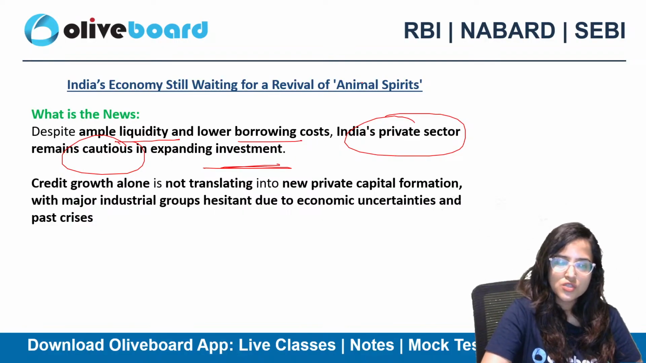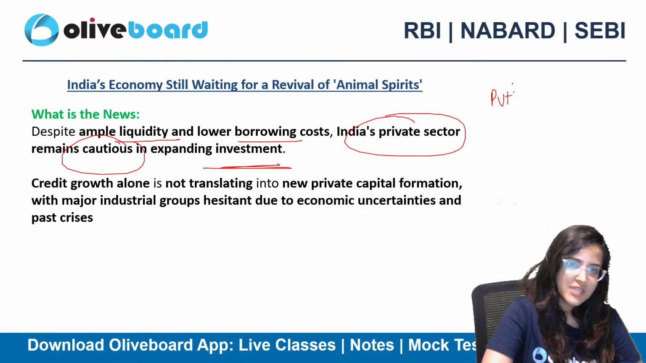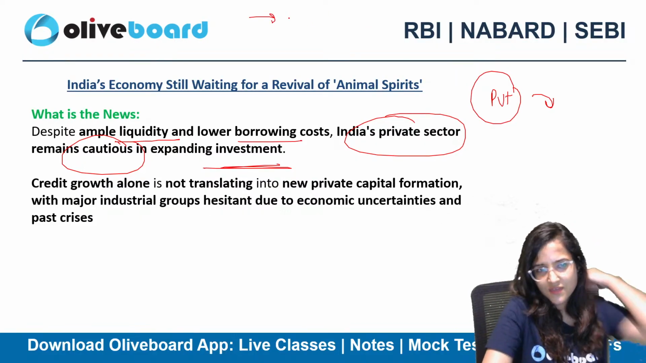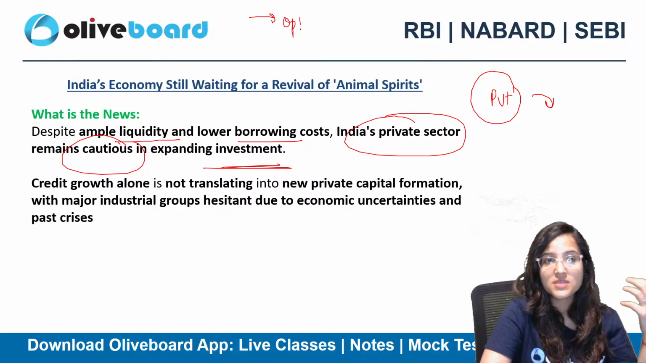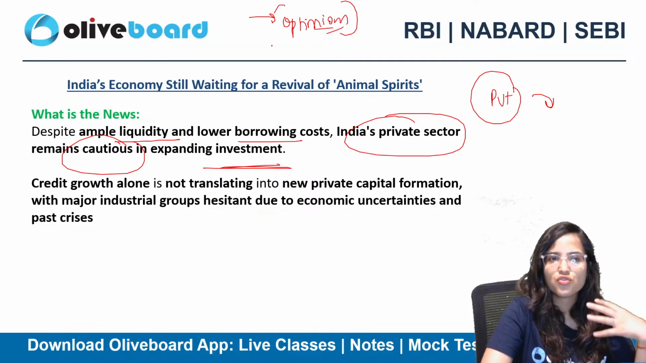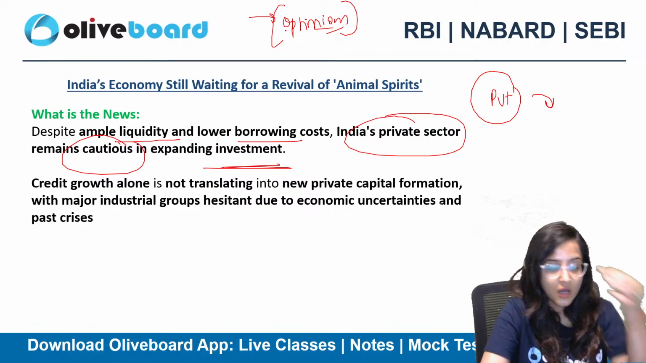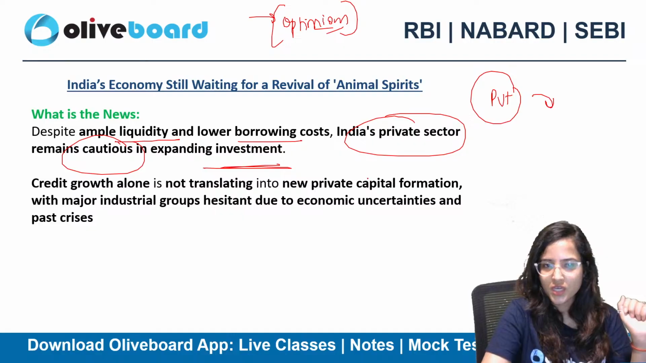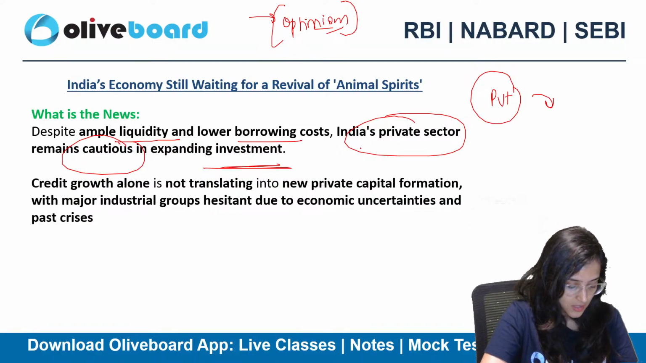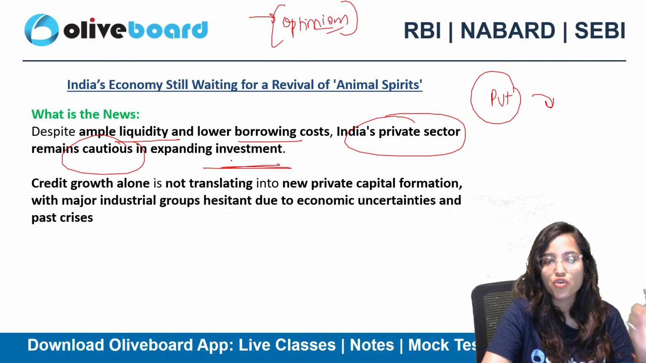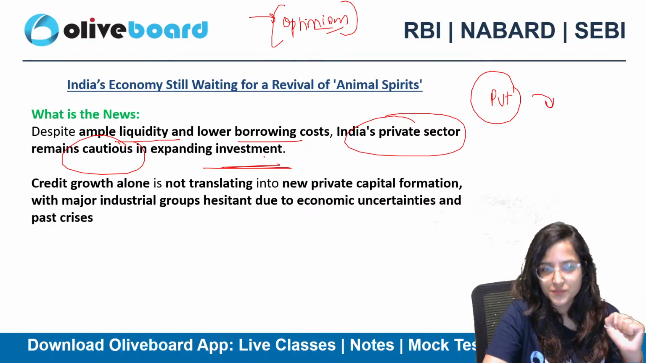So here what we are saying is that the private sector is still very cautious. Animal spirit is usually when they are very optimistic, when they are going to invest, and their behavior will be on the positive side. But here, India's private sector remains very cautious. It is still not focusing on expanding investment.